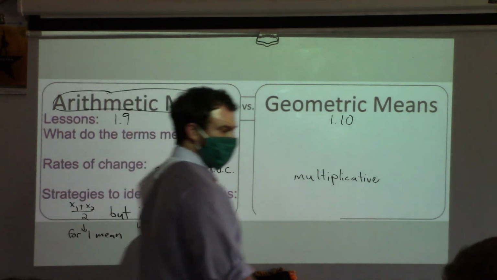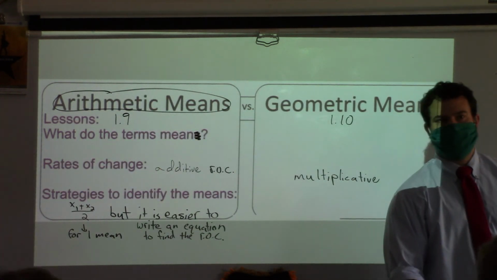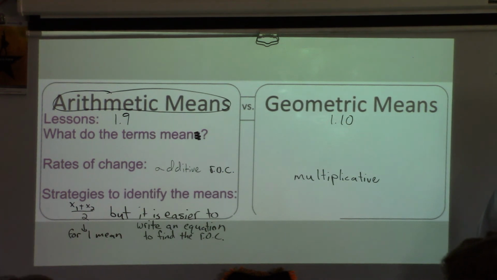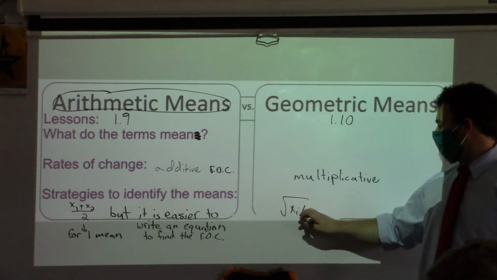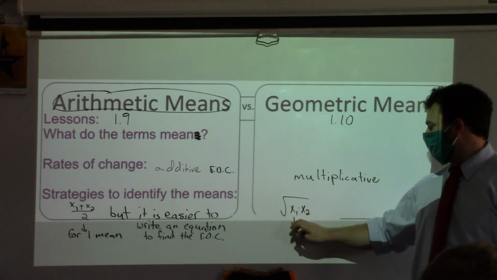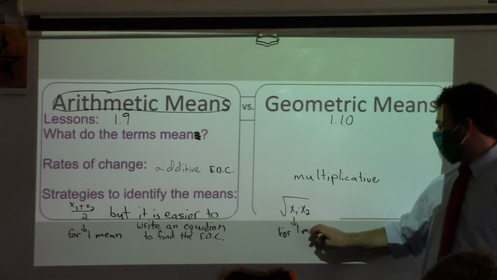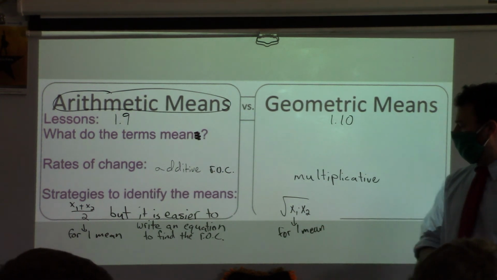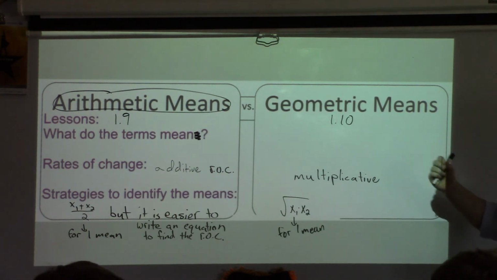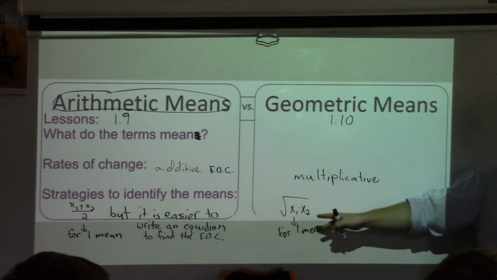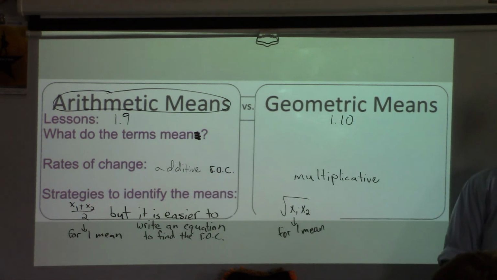You all good with that? Hold on. That's for arithmetic means, right? But when it's a geometric mean, which has a multiplicative rate of change, you'd actually have to take the square root of x1 times x2 to find that one mean. But again, that's not the most efficient.